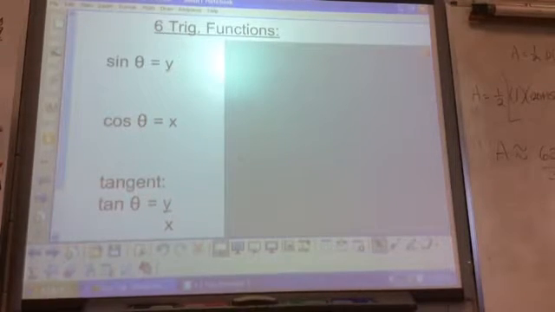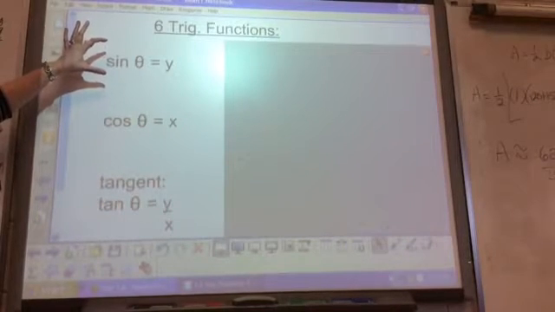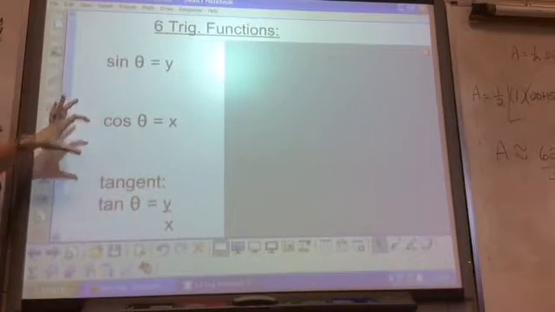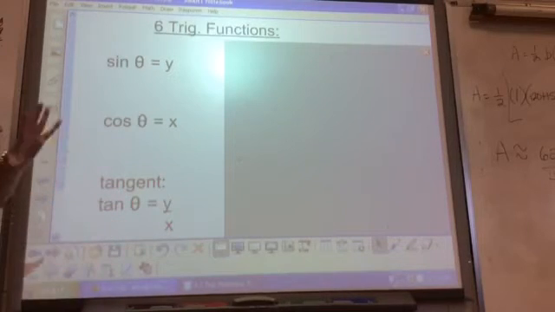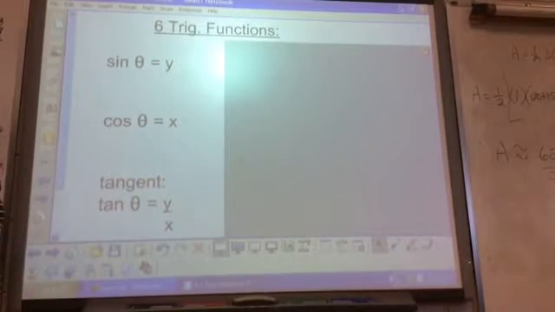Ready? All right, so we're going to add on the other three trig functions. You already know sine is y. Let me remind you, cosine's x. Tangent is y over x. That's what you were practicing the other day. Now we're going to add on their opposites.